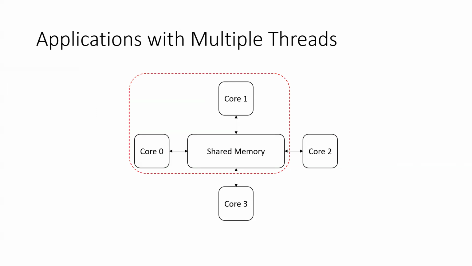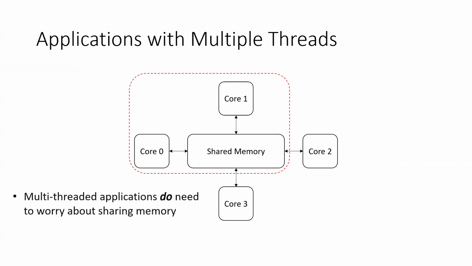If we add one more core, then we do need to worry about sharing the memory. If core 0 and core 1 are trying to write to one single variable at one time, there's no guarantee which one will win. So something will go wrong for at least one of the cores.